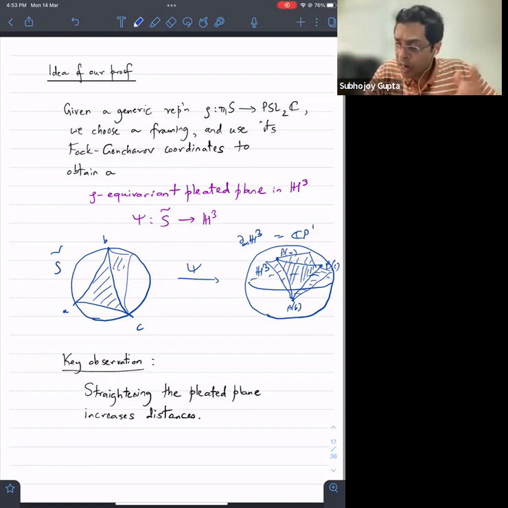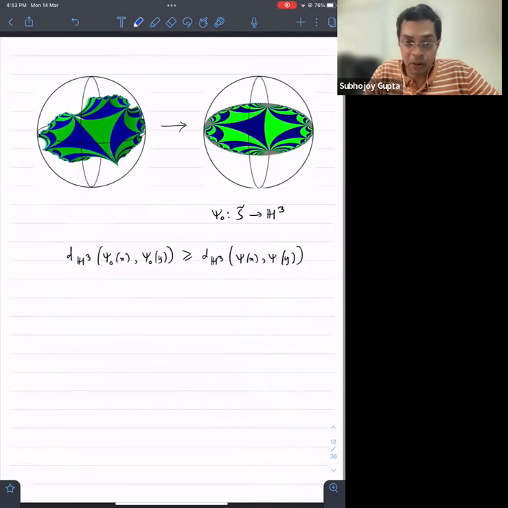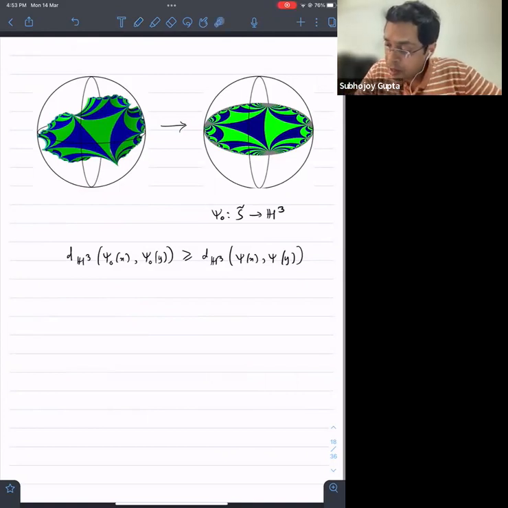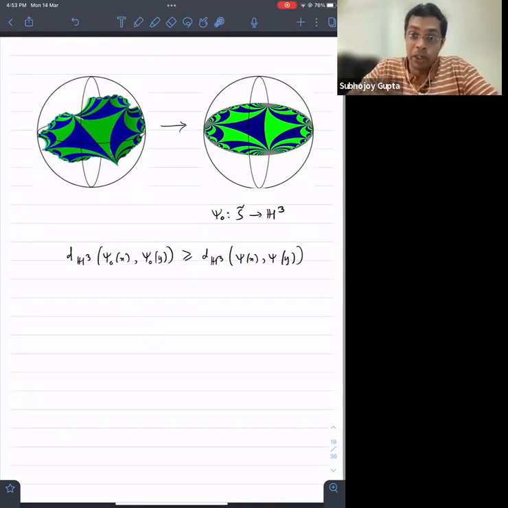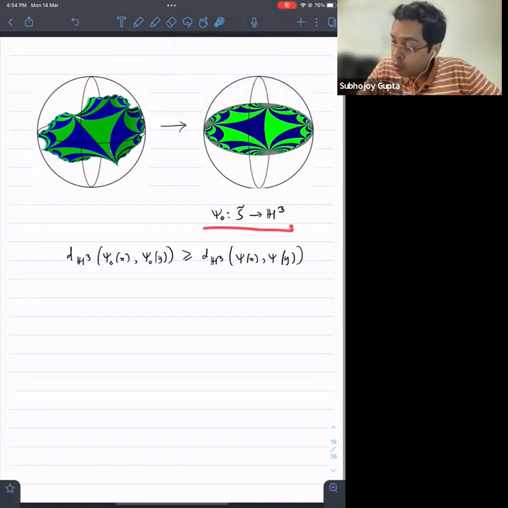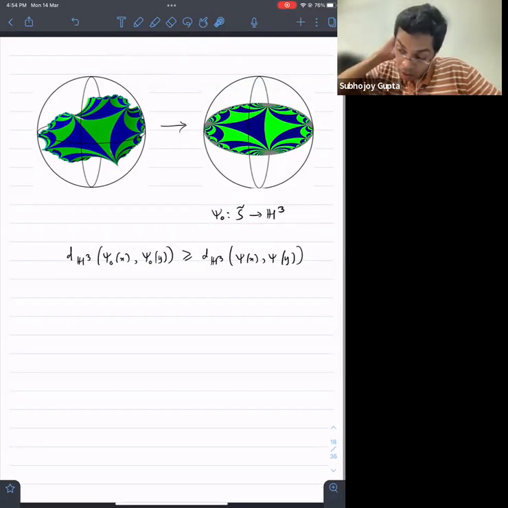Okay, and the key observation that gives rise to this domination result is that if you straighten the pleated plane, it increases distances. Here's maybe a better picture. You have a pleated plane on the left, which is these totally geodesic ideal triangles bent along their edges. When you straighten them out, you get something lying on an equatorial plane. If you do that, you get this new map, an unpleated surface, if you like, an unpleated plane, mapping to the equatorial plane.